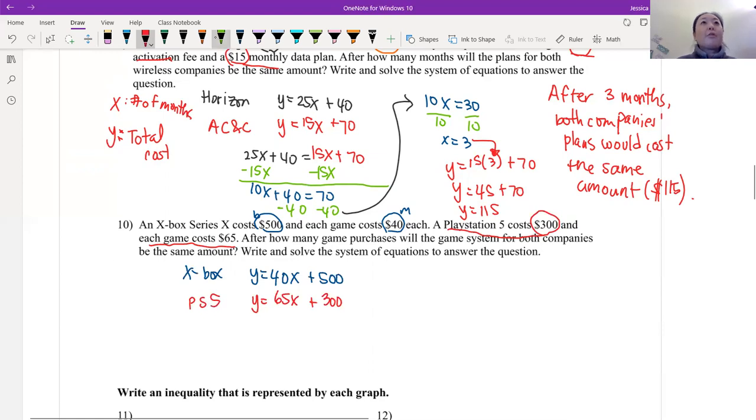All right. So if you remember, what is our x? This is where we define our variables. So our x is the number of games purchased, right? The game is purchased. And the y is going to be the total cost. Like how much do we spend on this video game console and the video games, all that put together, right?